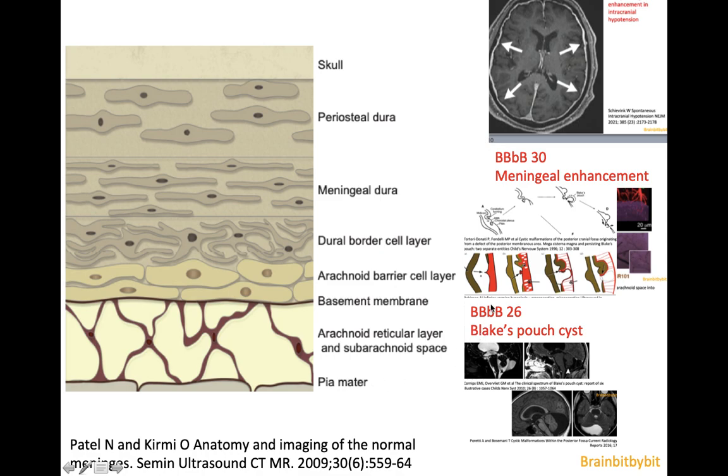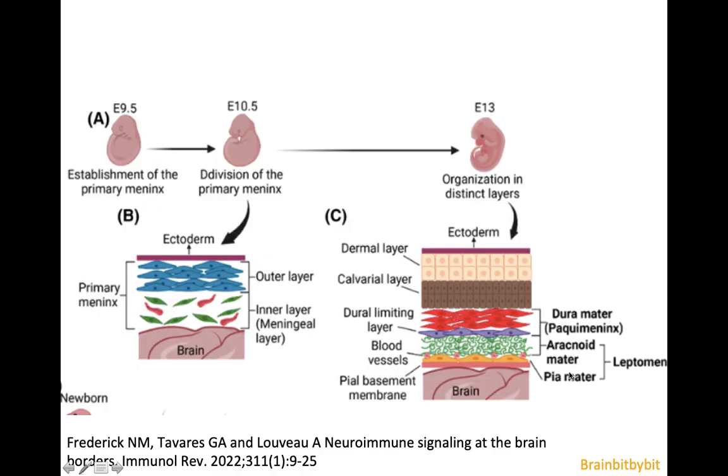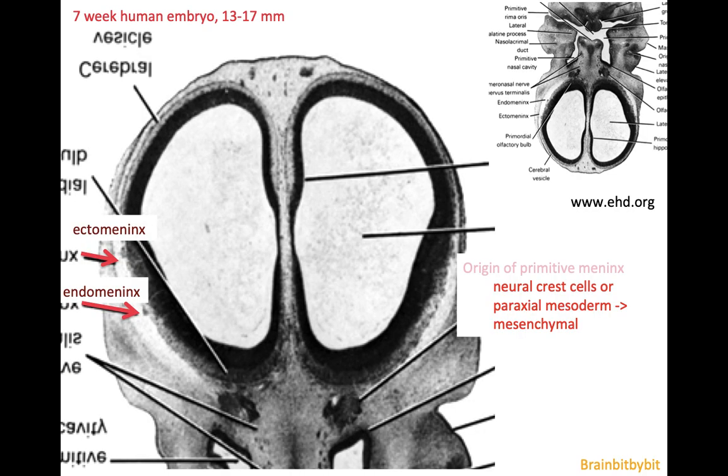I also mentioned the primitive meninx when I talked about arachnoid cysts in the differential diagnosis of posterior fossa cysts. The primitive meninx is established very early in embryology. It divides into an outer and an inner layer, and eventually gives rise to the three layers of meninges as we know them. The inner layer is called the endomeninx, and the outer layer is called the ectomeninx, and you can recognize them in this 7-week-old human embryo.